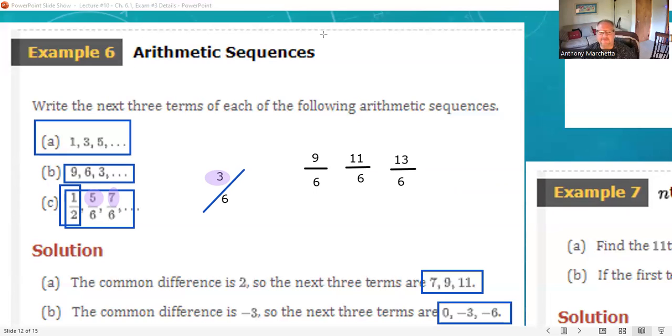And by the way, this can get reduced right here. 9 and 6 both have a common factor of 3. So cancel them by 3 each. You're going to get 3 over 2.